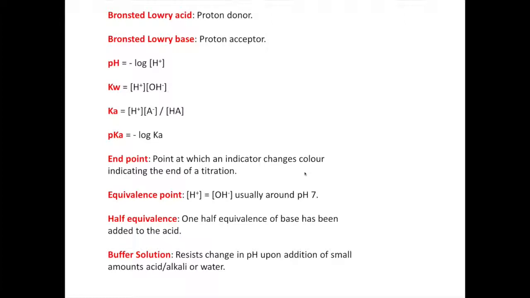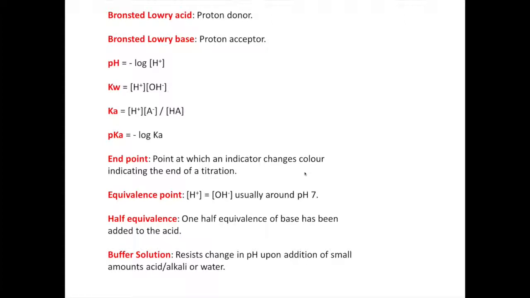pH is minus log [H+]. Kw is [H+] multiplied by [OH-]. Ka is [H+] times [A-] divided by [HA]. And pKa is equal to minus log of Ka. With all those definitions, it's important that square brackets are applied in the right places.